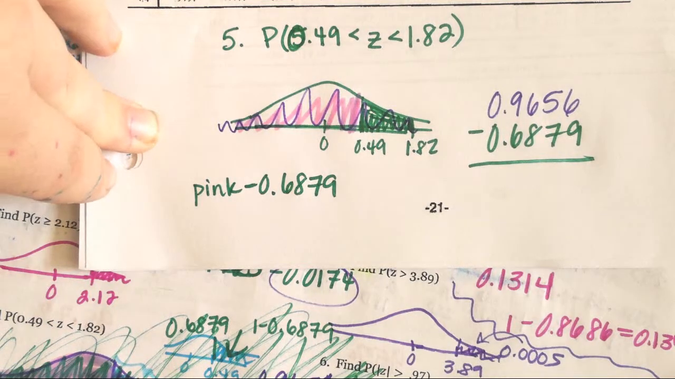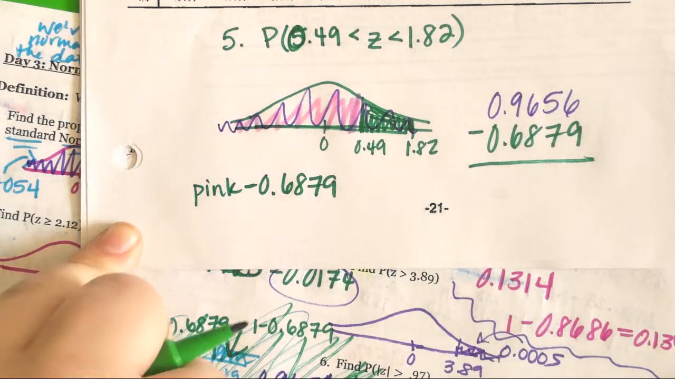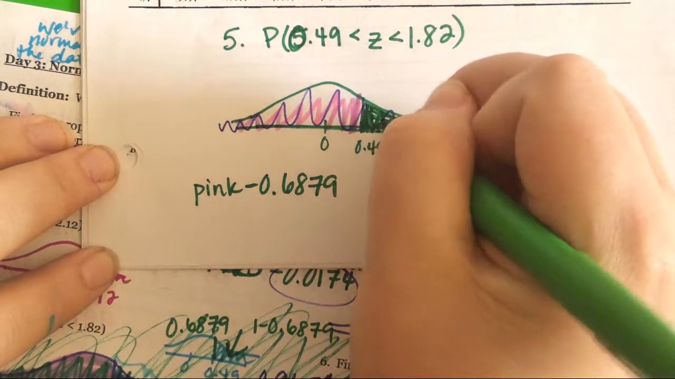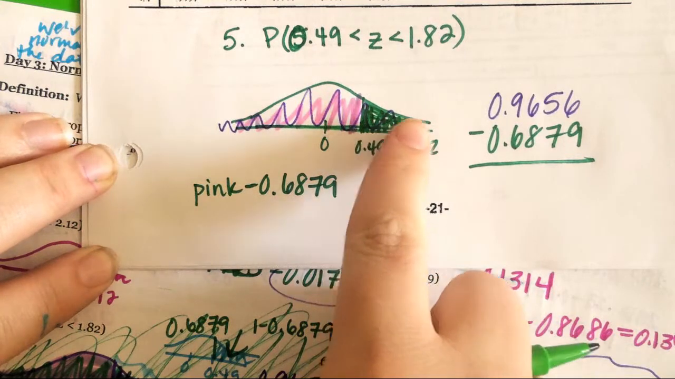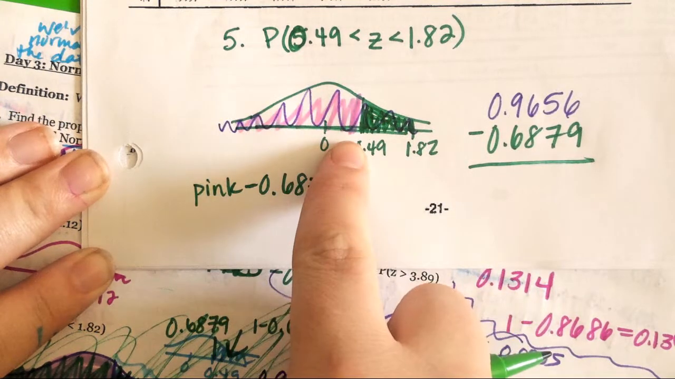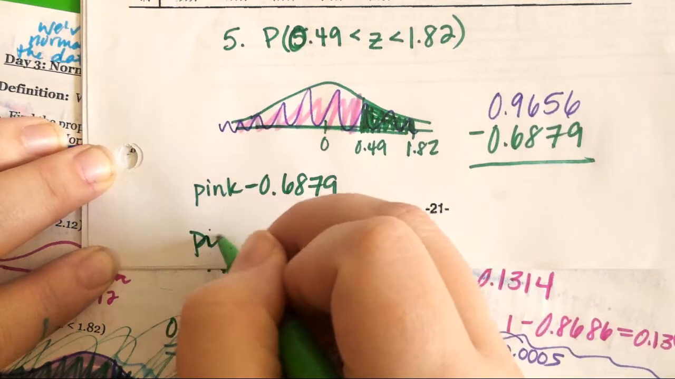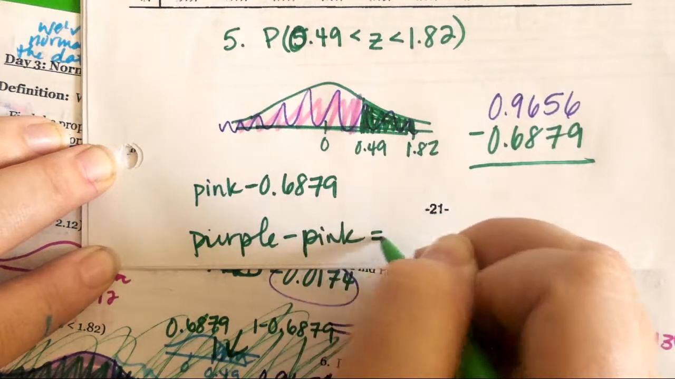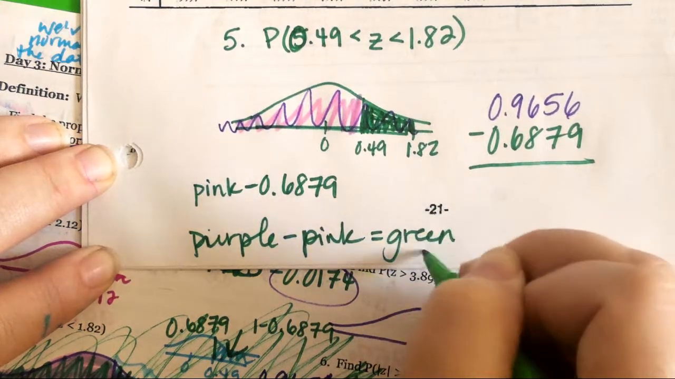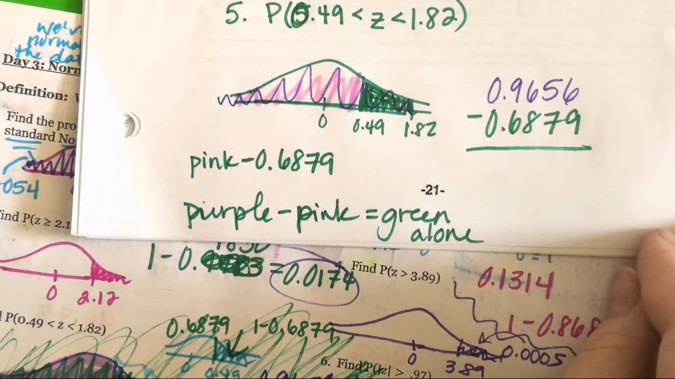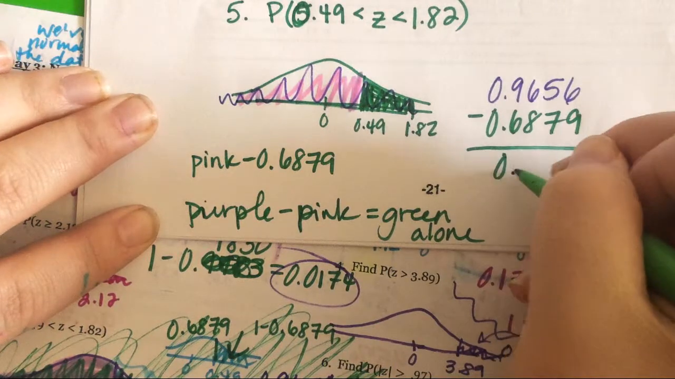So you just subtracted the pink from the purple? Yes, I think that picture does it better. We wanted to know the green, but you can't just directly use the table and find the green. So I found the whole purple, and I'm going to subtract off the pink, and it's going to give me the green. Does that help? Yeah. Okay, so the answer is 0.312. You can have your point.